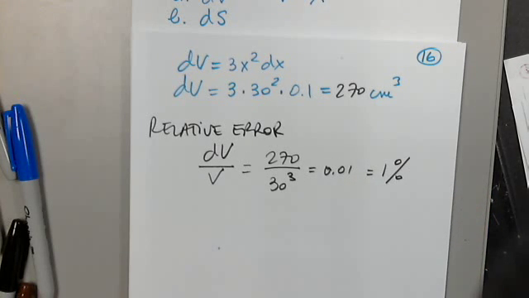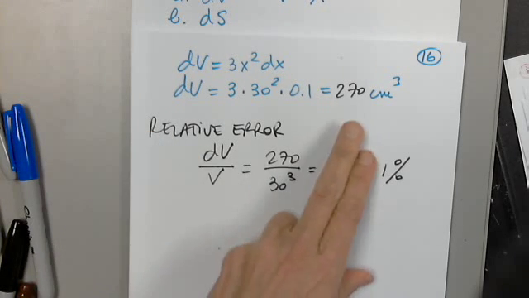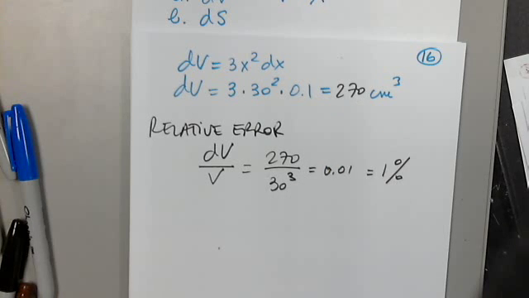No measurement unit. So in percent, 1%. So this says that if there is an error in the measurement of the edge of the cube of 0.1, tiny 0.1 centimeter, then that will trigger a relative error in the volume of 1%. Or it will trigger 270 cubic centimeters as the differential in the error in the volume. So this is the relative error and this is the percent error.